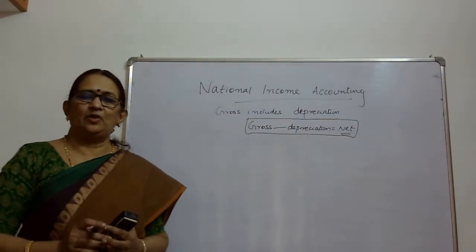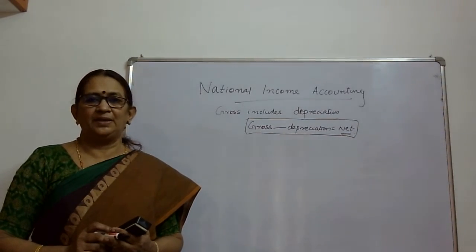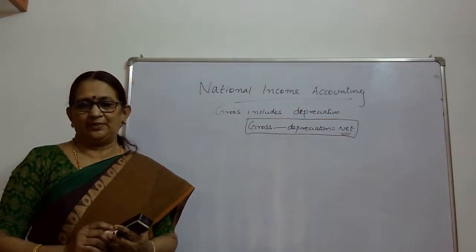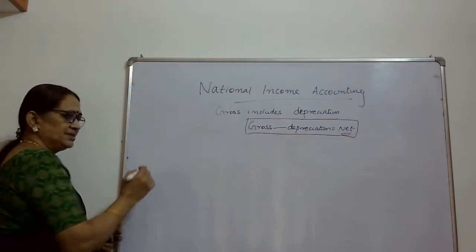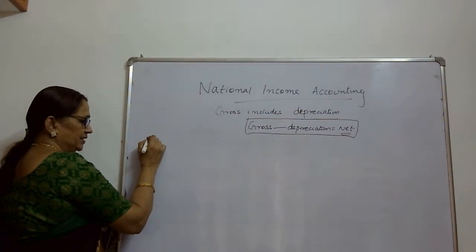There are three methods of measuring national income. That is value added method or product method. Second is income method. Third is expenditure method. Before that, we will see once more how is national income calculated.